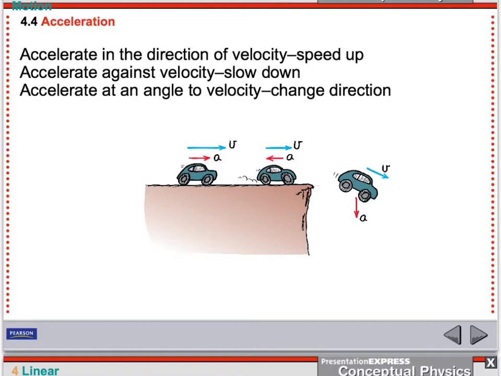Now with this car, you've got a driver approaching a cliff. He sees the cliff, he applies the brakes, and the acceleration changes direction. You can see that here, this red arrow is now going in the opposite direction. That would be a deceleration state. The direction is still the same, but your acceleration is different now. Once the car goes off the cliff, the direction of acceleration has changed again, now due to gravity pulling it down.